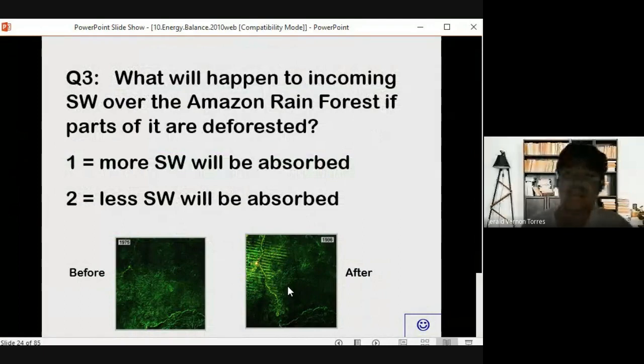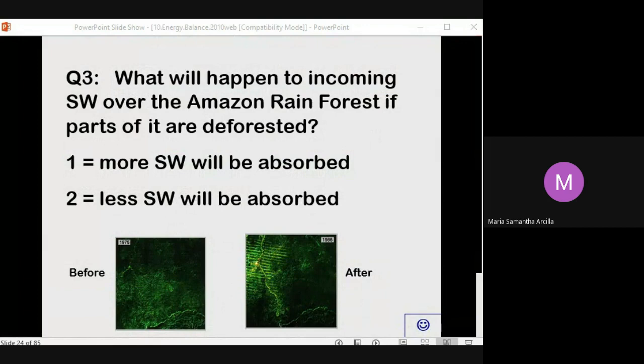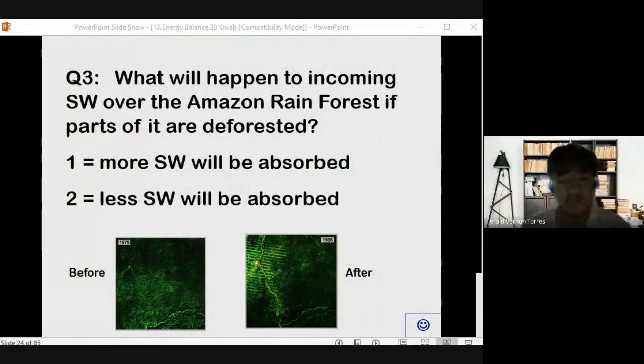And in this case, anong mangyari sa Amazon rainforest? Will it absorb more shortwave or less shortwave kung nagkaroon ng deforestation? Samantha Arcilia. Less shortwave kasi. Okay, less shortwave. Mas konti shortwave na ma-absorb kasi nabawasan nga yung vegetation.